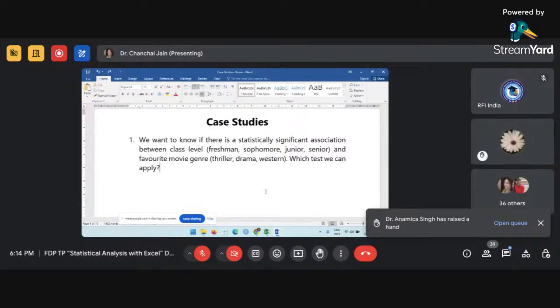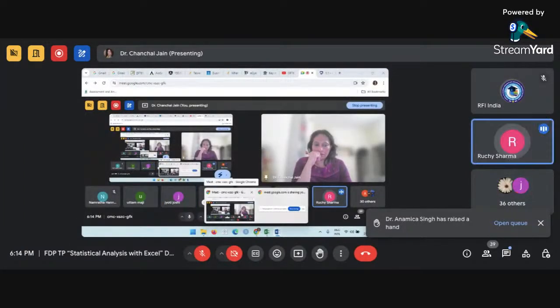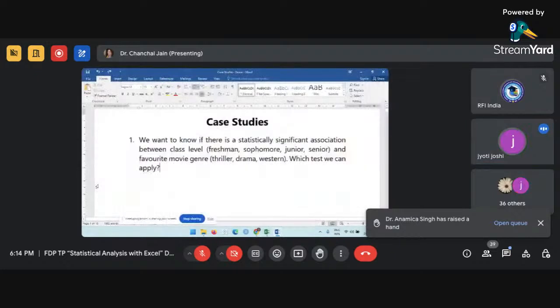Yes, ma'am, it can be that class level does not have any significant impact on favorite movie genre. There is no significant impact of class level on favorite movie genre. Correct. So I think we can say this will be the null hypothesis, ma'am.